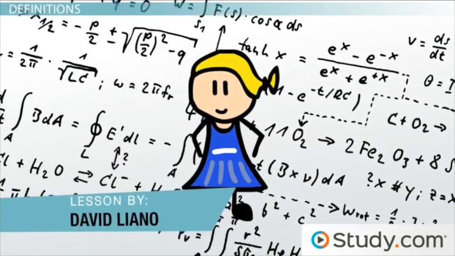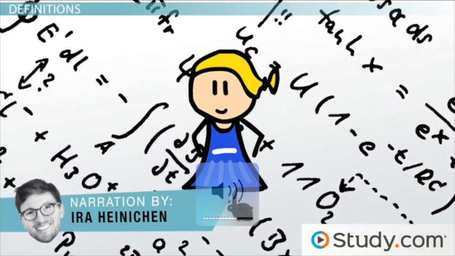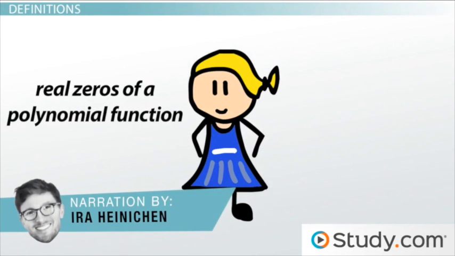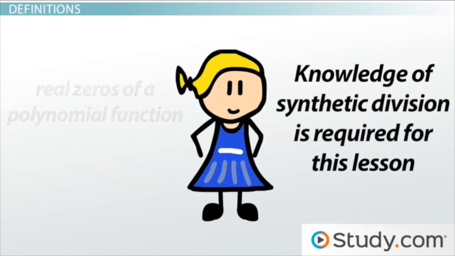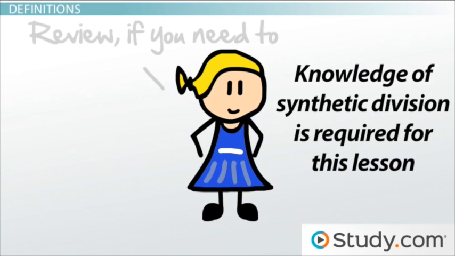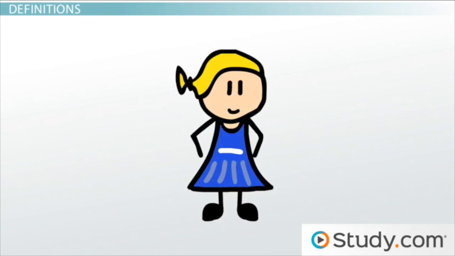Factoring polynomial functions and finding zeros of polynomial functions can be challenging. This lesson will explain a method for finding real zeros of a polynomial function. Please note that this lesson expects that students know how to divide a polynomial using synthetic division. You can watch our lessons on dividing polynomials using synthetic division if you need to brush up on your skills.